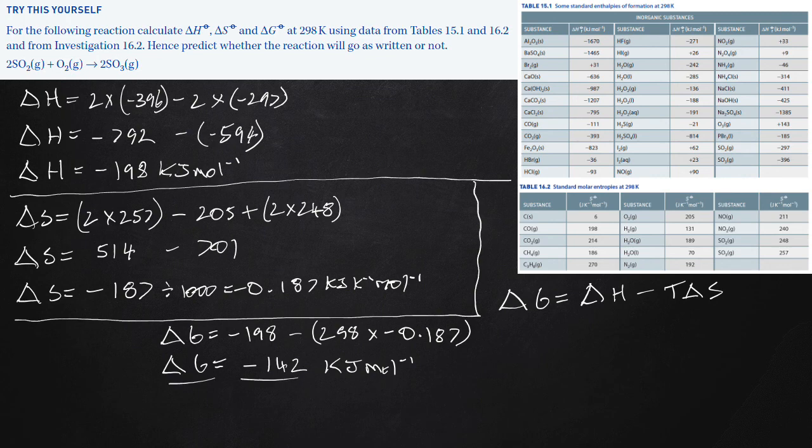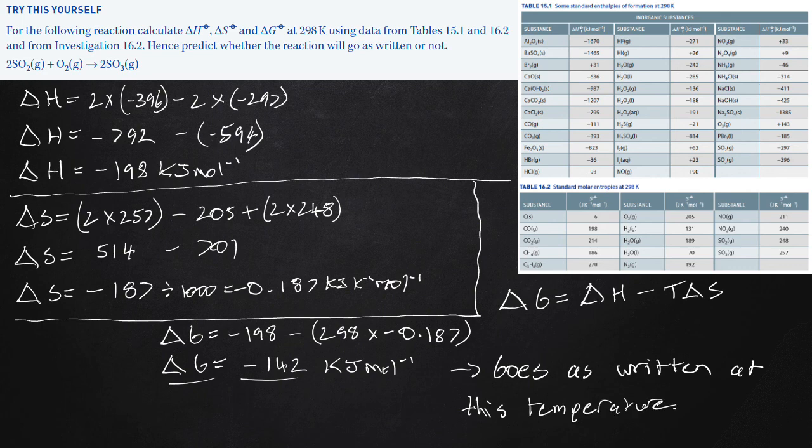All right, we have a negative delta G value after all of that. So what does that negative tell us? If it's a negative delta G value, it means that the reaction proceeds as written and it's a spontaneous reaction. So we can say that this reaction goes as written at this temperature. So it's a spontaneous reaction that will sustain itself. It's releasing free energy, and that free energy is available to keep that reaction occurring. So that is entropy and Gibbs free energy.